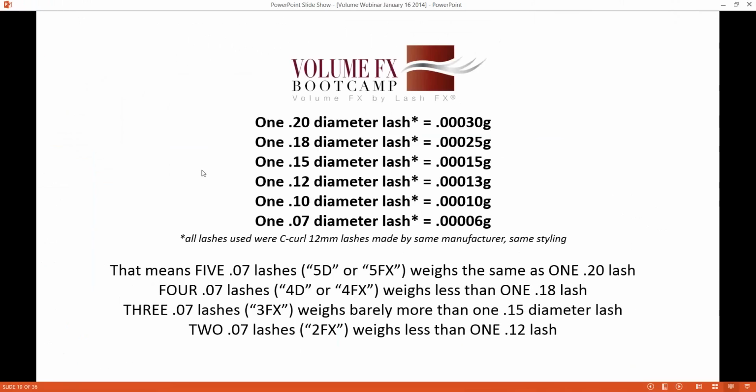If any of you are dashing off to do work, to be with family or clients, thank you so much for attending. The recording will catch all of this, and we'll be sending this out to you so you won't miss a thing. You'll see the 0.10 diameter lash. The measurement is there. So if you were to do volume lashing with 0.10 lashes, and yes, that is done, you can just do the math. Two 0.10 diameter lashes would be somewhere in between a 0.15 and a 0.18 lash. Three of them would be just about as heavy weight-wise as a 0.20 diameter lash. However, overall, still less weight because you'll be using less adhesive.